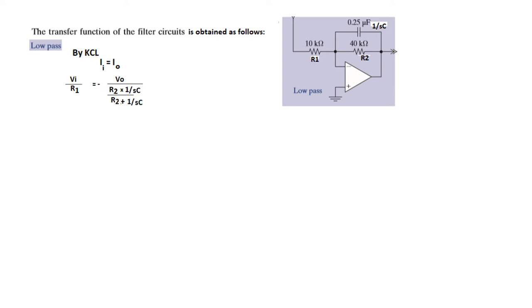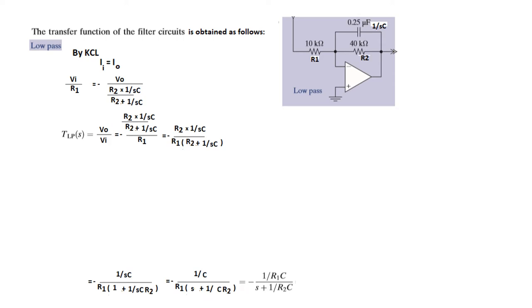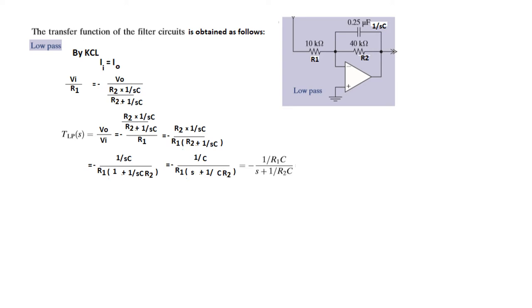And here also, we find the transfer function of the low pass by V out divided by V in, in this form, manipulating, and further manipulating, dividing by R2 and then multiplying by SC. This is the final form that we get. I hope you can follow this. And now again, putting the values of R1, C and R2, C, this is the final result that we get.